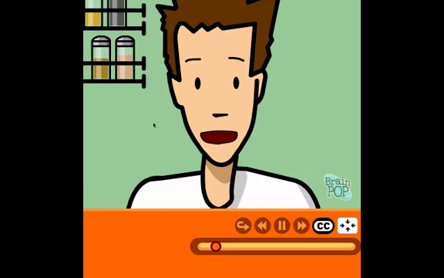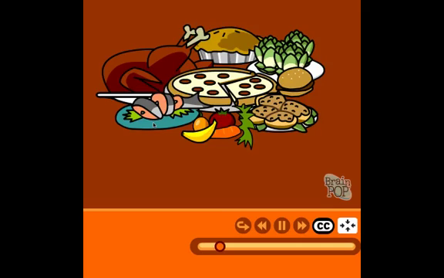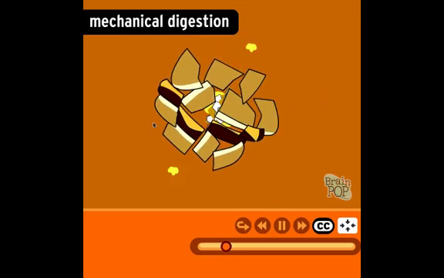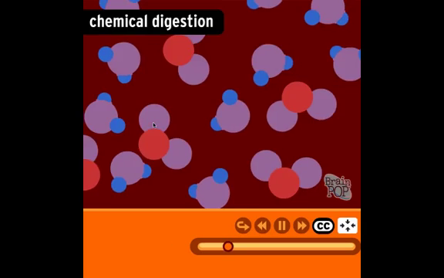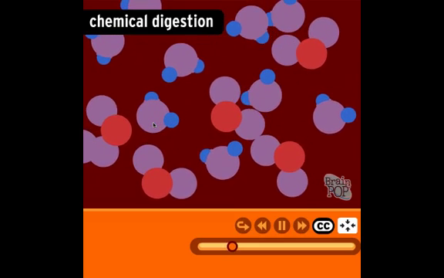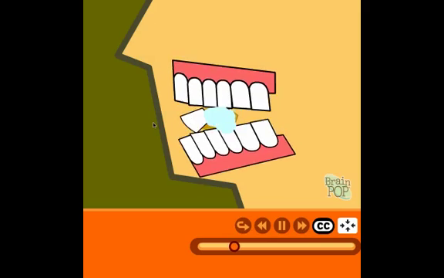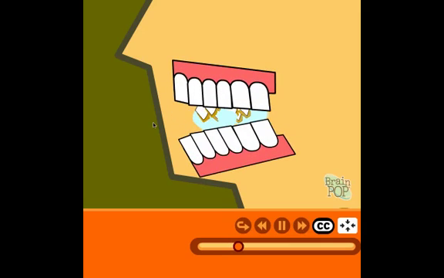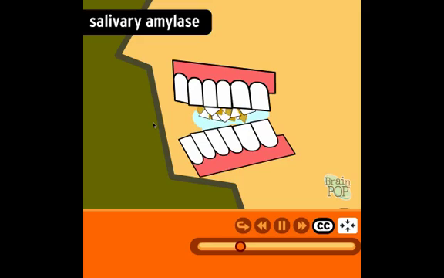Digestion is about breaking apart the food we eat so that our bodies can use the food's nutrients. Food is broken up in two ways, mechanical digestion and chemical digestion. Mechanical digestion is the physical breaking apart of food. Chemical digestion is when chemicals called enzymes break food into molecules that your body can absorb. Both types of digestion occur in our mouths. Chewing mechanically breaks food apart, while an enzyme in your spit called salivary amylase breaks down carbohydrates.